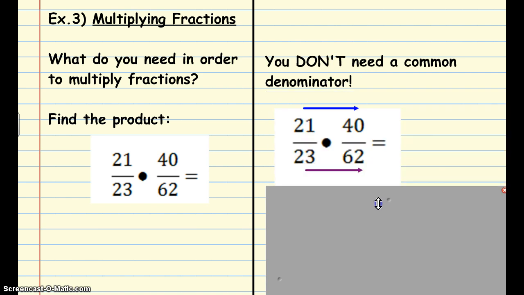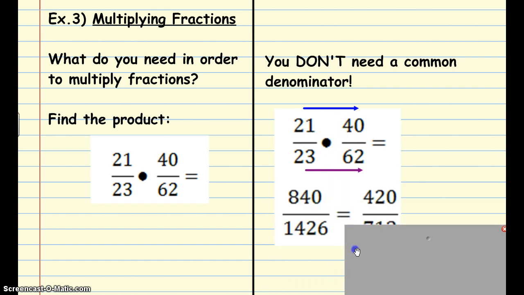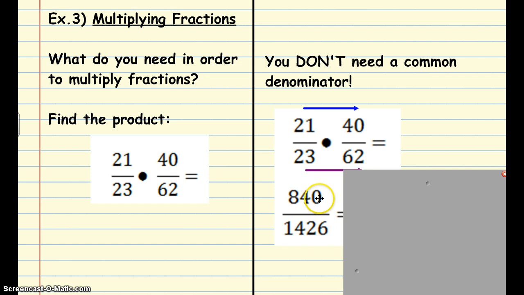And the thing that I like about multiplying fractions is we are just going to multiply straight across. So we're going to multiply the numerators. 21 times 40 gives us 840, and 23 times 62 gives us 1,426.